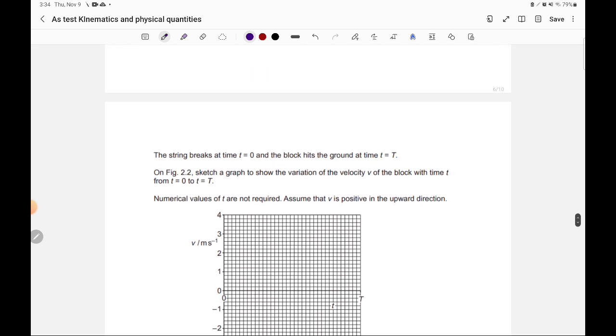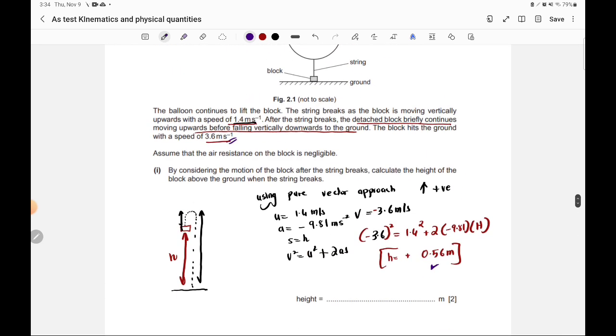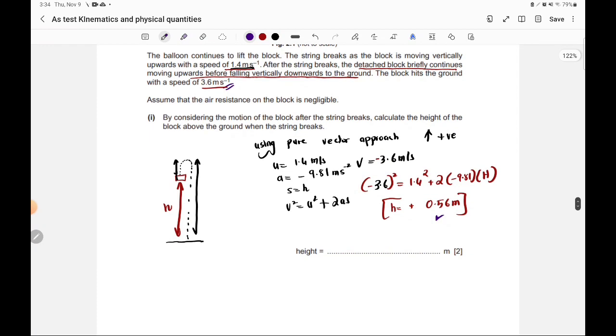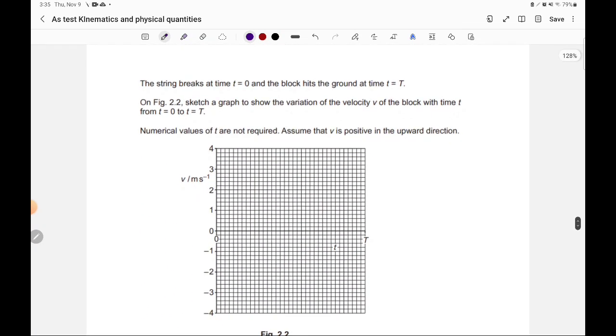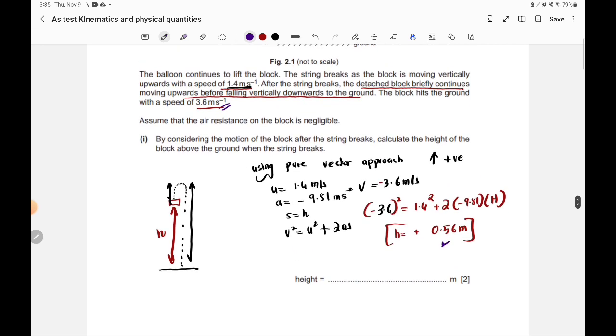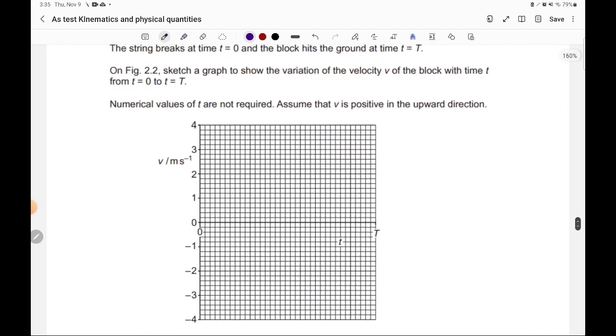So v is positive in the upward direction, and we need to draw a straight line over here because the acceleration is kept constant. It was already assumed. So let's think over it. Assume that v is positive in the upward direction, so it was initially positive, so 1.4. I'm just going to mark this.